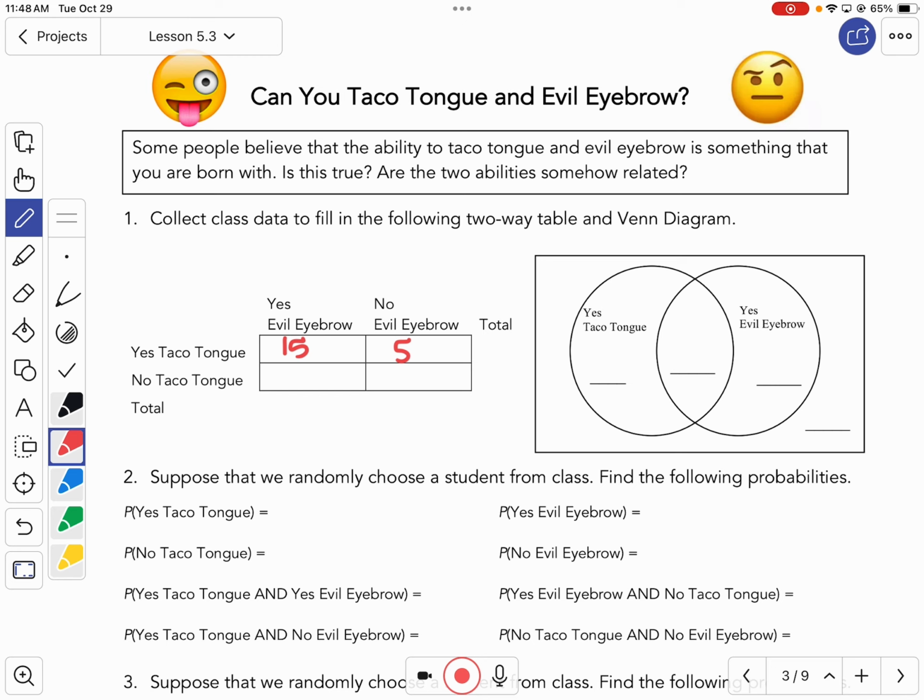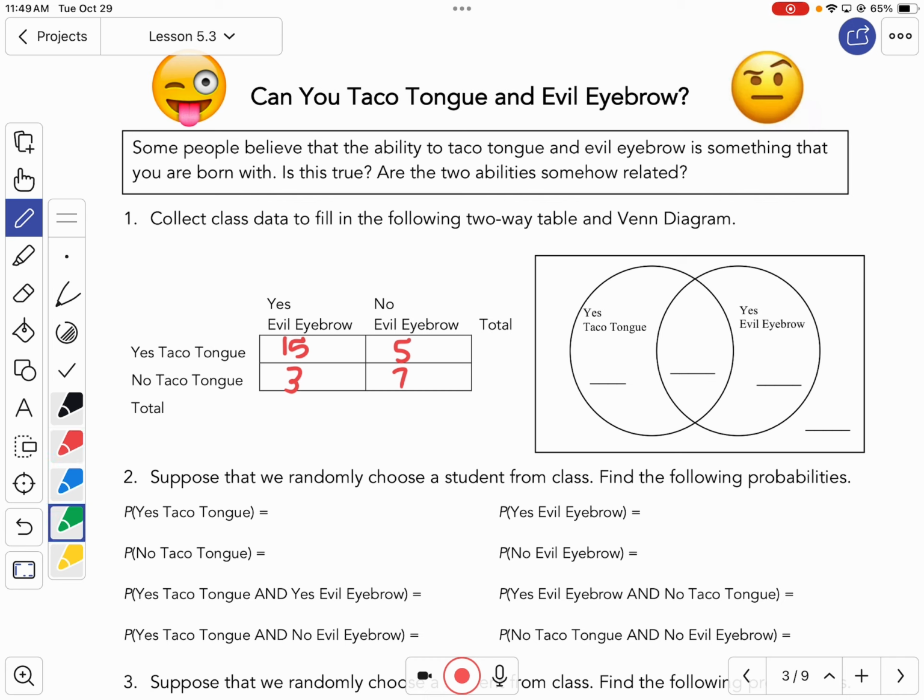And then they had 3 students who couldn't do the tongue, but they could do the eyebrow. And then 7 that couldn't do either. Okay, so just getting some data from that class, all right? So let's total those across and down and talk about what happens, okay?